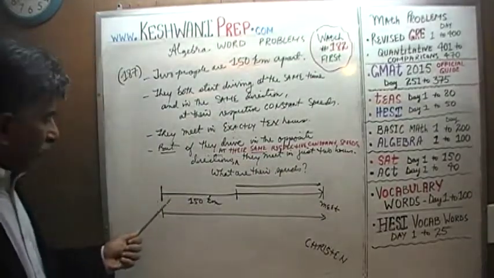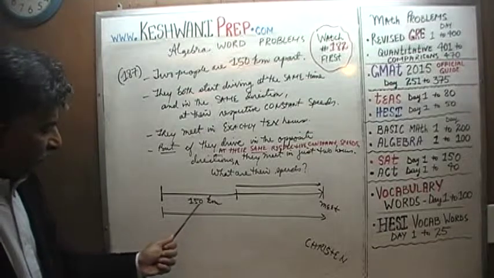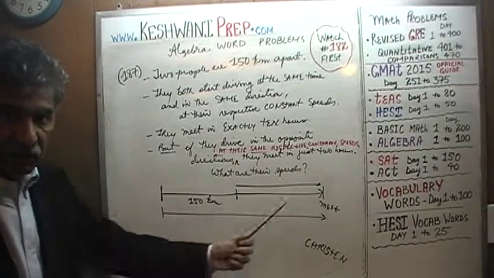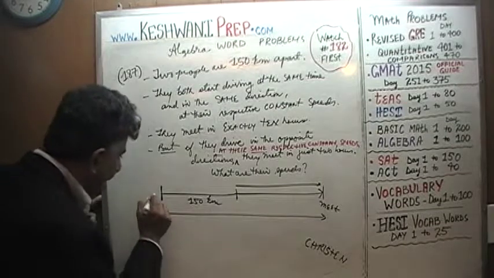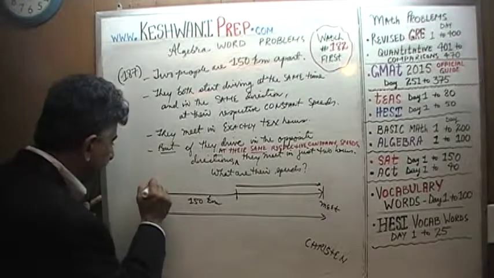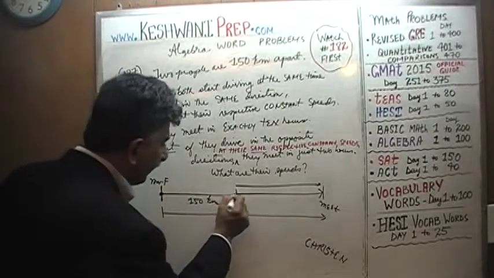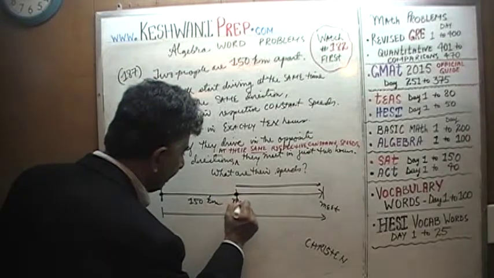This guy in the back who has to drive 150 extra kilometers, obviously has to go faster. Let's call him Mr. F. So we have a Mr. F here and Mr. S who is located here. Mr. S because he's slow.